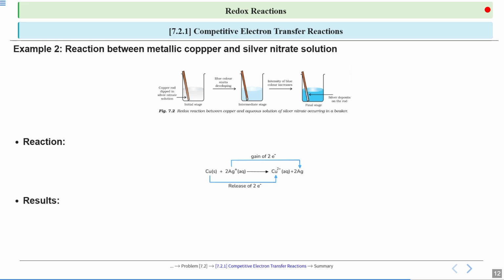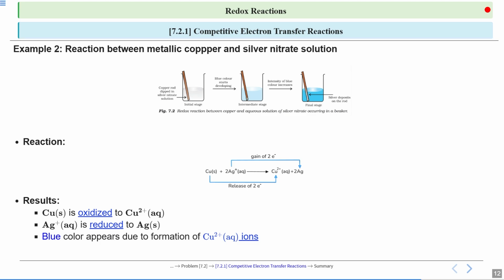We can understand that the copper is oxidized to Cu2+, while the Ag+ is reduced to Ag. And in this particular chemical reaction, the blue color appears in the final stage. So why has this appeared? This has appeared because of the formation of Cu2+ ions in the solution. As there is more Cu2+ ions, there is more intensity of blue color.